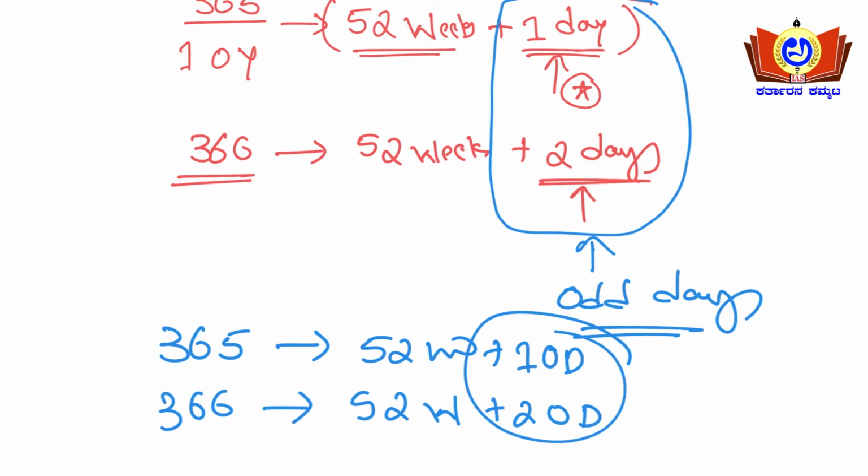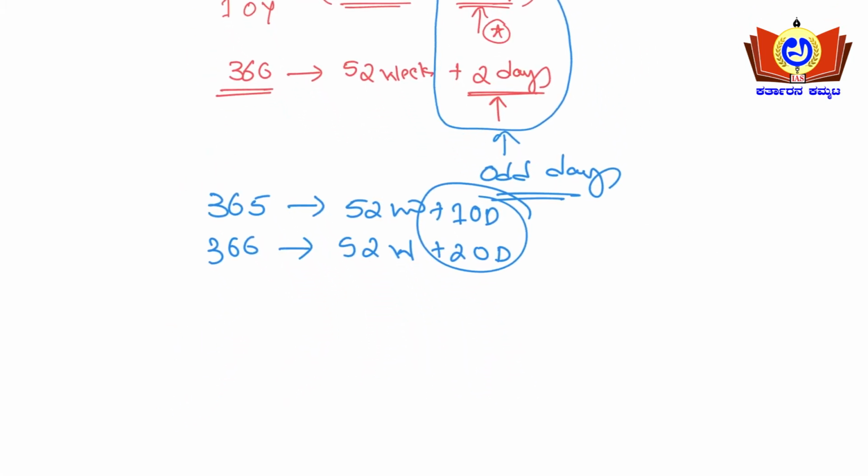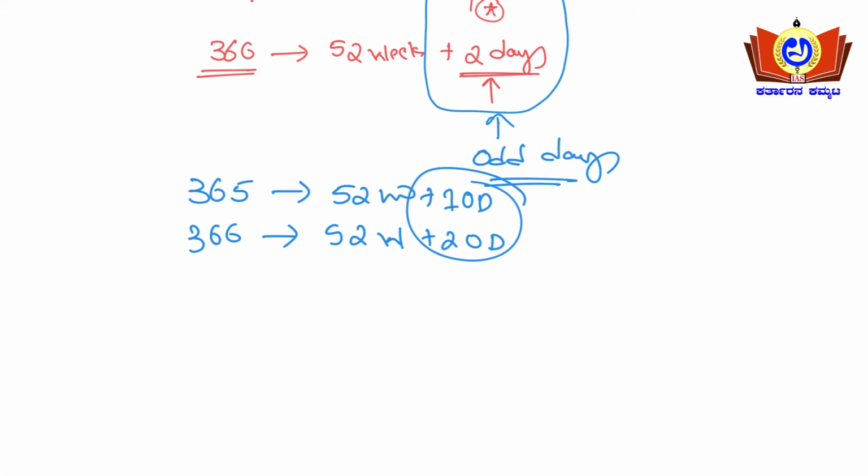So if the question asks you to calculate whether 2019 is a leap year, whether 2020 or 2021 is a leap year, then it's fine. But if you encounter a problem based upon century years, for example 2000, the last two digits are 0 here, right? You cannot divide it by 4.